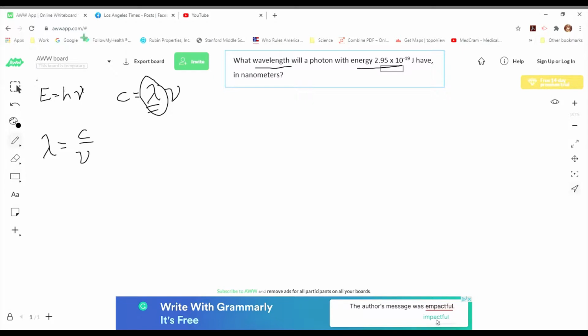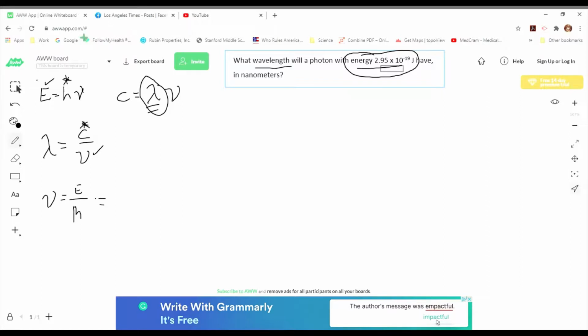Remember that c is a constant, so we already know that, that's 3 times 10 to the 8th meters per second. If we know the frequency, take c divided by the frequency, that gives us our wavelength. But we don't know it right now. We're just given energy. We're given an energy, and we know that h is a constant, so that means we can solve for the frequency. If I divide both sides by h, I get that the frequency is going to be equal to E divided by Planck's constant. So I can get my frequency that way, then plug it into here, and that'll give me my wavelength.